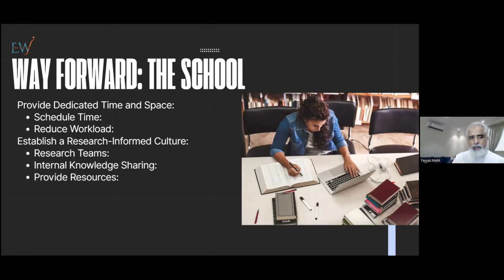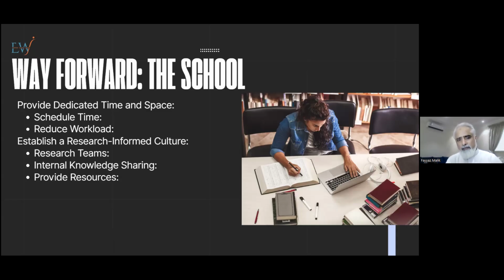And an important point is reducing workload. A teacher who is burned out will never think about adding new tasks into his schedule. So having a workable schedule where administration can expect teachers to get into research and find innovative solutions to the local problems, it needs time. It needs energy. So along with resources, time is required.